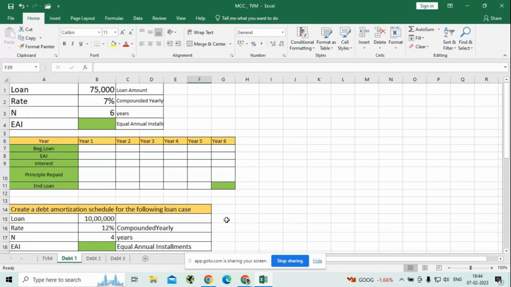So for year one, the beginning loan is 75,000. Good. Then what is the function we use to calculate the EAI? It is equated annual installments. So what is the function we use to calculate this?